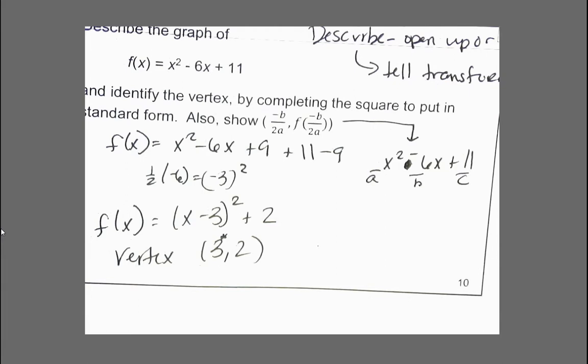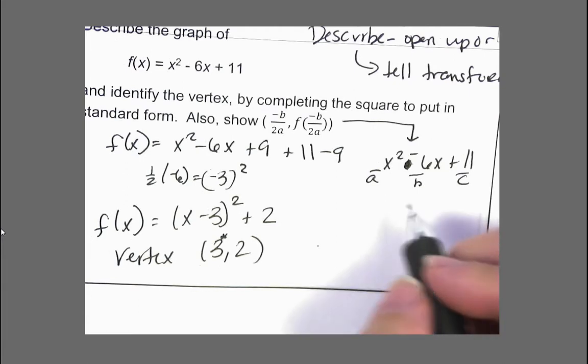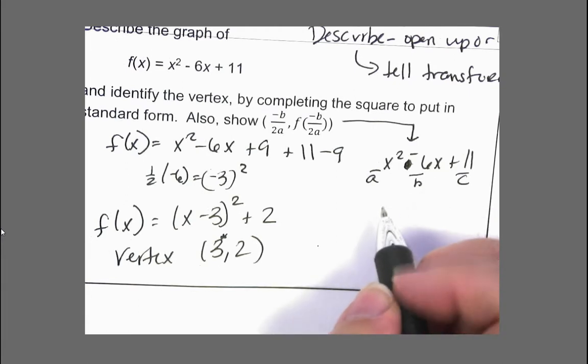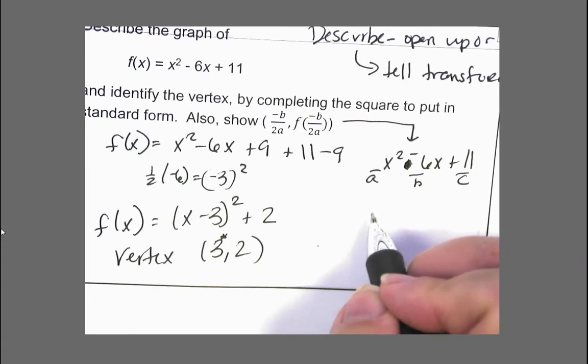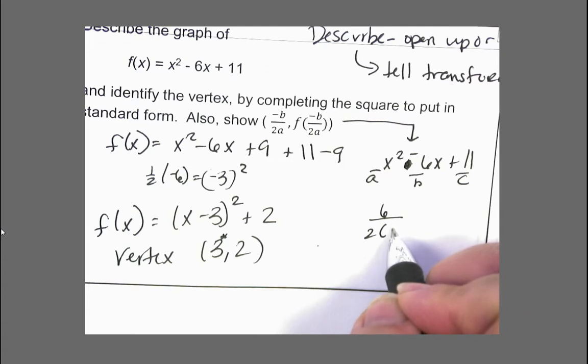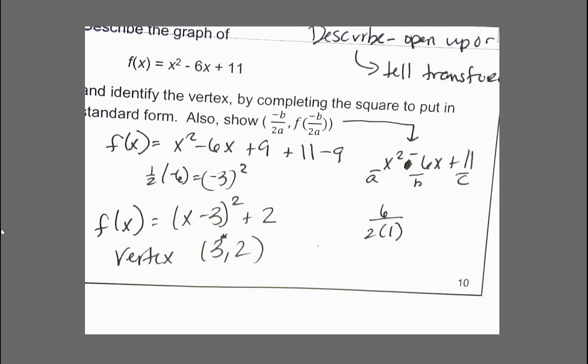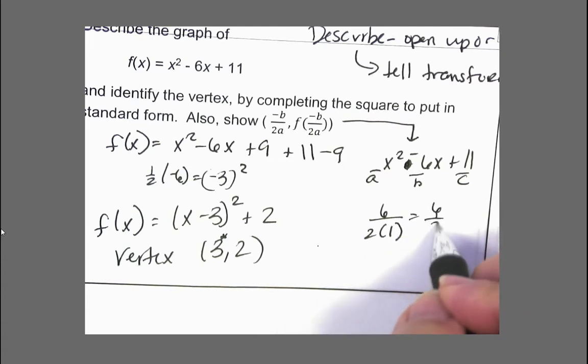And so to get the vertex really, really quick, what would you do? You're going to take the opposite of B. What's the opposite of B? 6 over 2 times A. What's A? 1. So you're going to get 6 over 2, which is what?